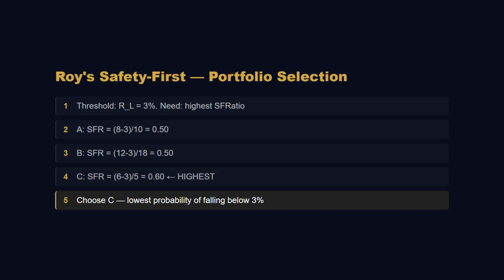This surprises people. Portfolio C has the lowest expected return, but it also has much lower risk relative to the threshold. The probability of falling below 3% is lowest for C. Roy's criterion prioritizes not falling below the floor over maximizing return.